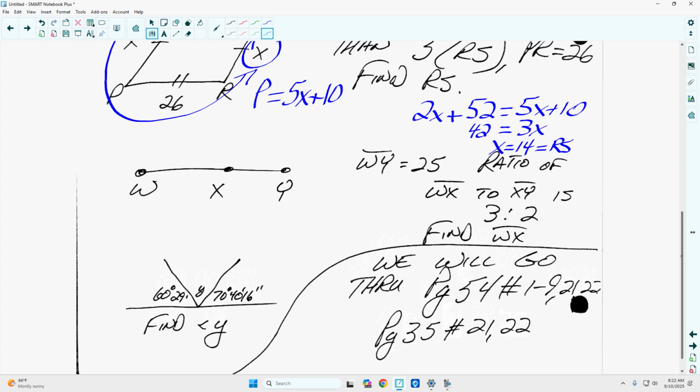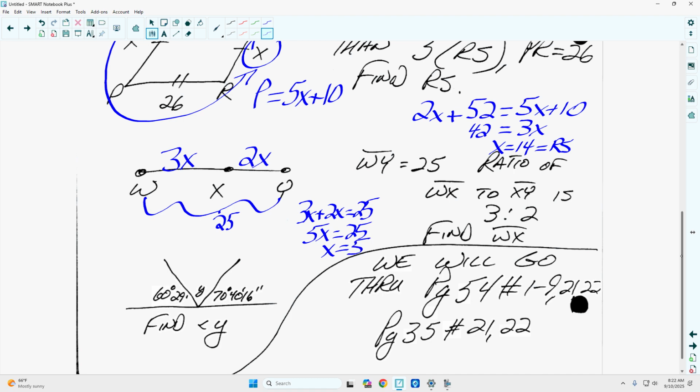This is a ratio problem. It said the ratio of WX to XY is 3 to 2. So that means 3x and 2x, doesn't it? Find WX. But then it also tells you this is 25. So that's going to be 3x plus 2x equals 25. 5x equals 25. And x equals 5. But it says find WX. So WX would be 3 times 5, which is 15.